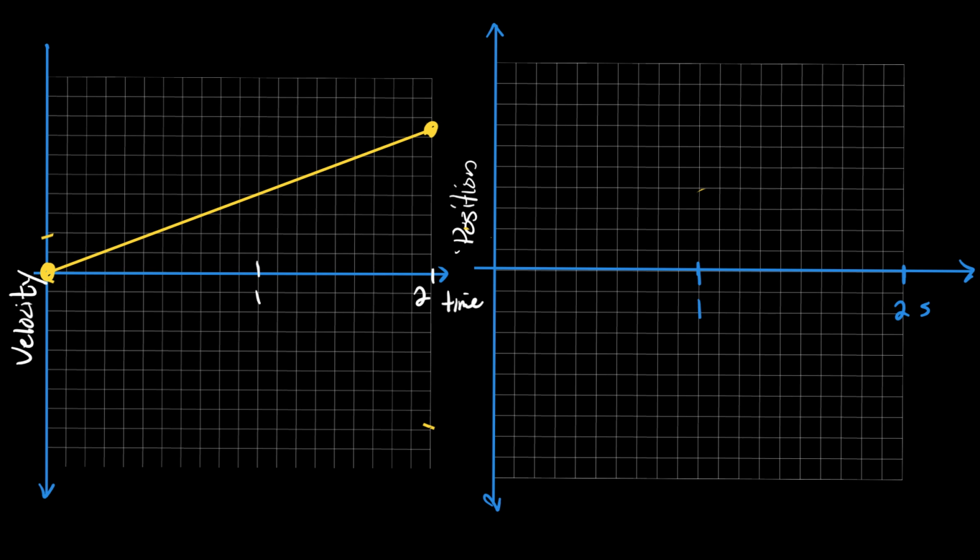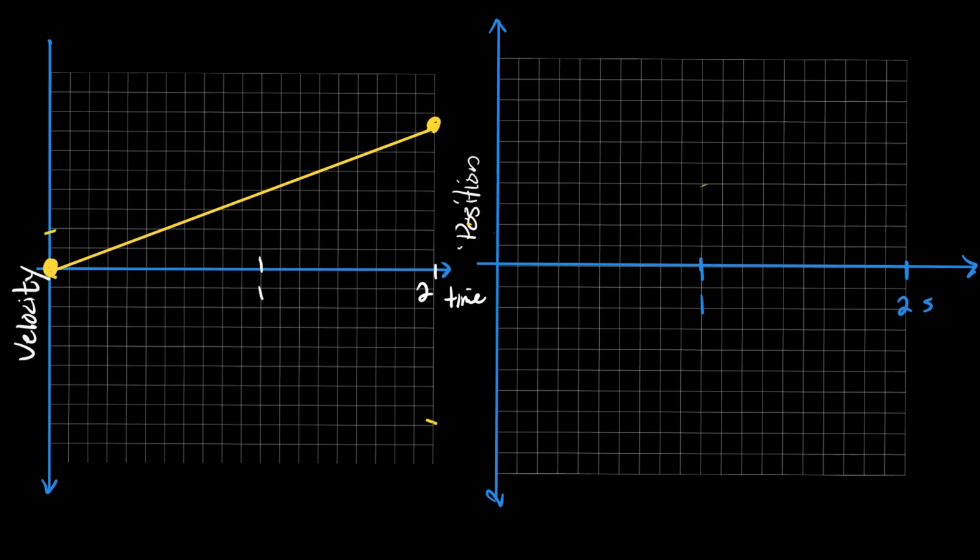Position graph. Time equals 0. Is it close to the origin or far away? Close, but it can't be 0, can it? Not with this detector. So I'm going to start it somewhere not at 0. And then, at the end of the interval, is it close to the origin or far away from the origin? Far away.